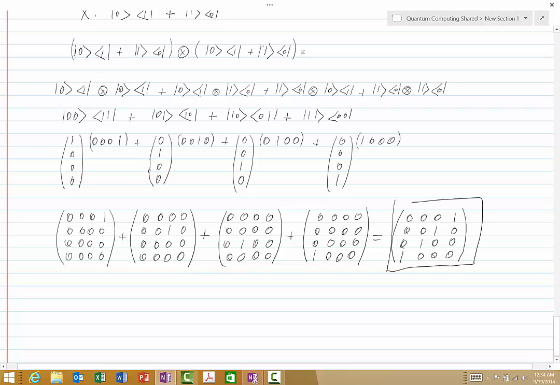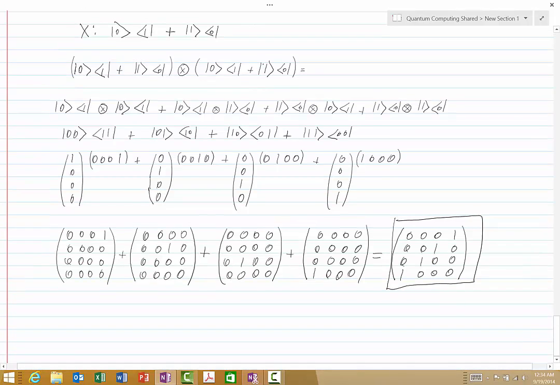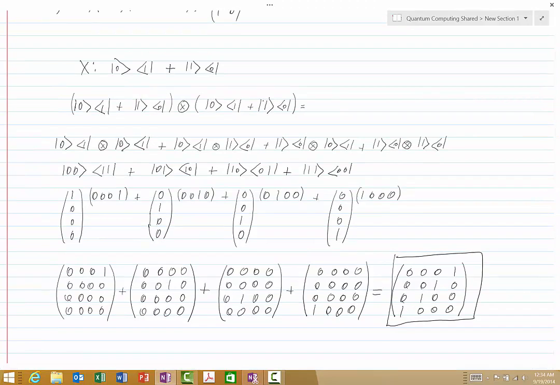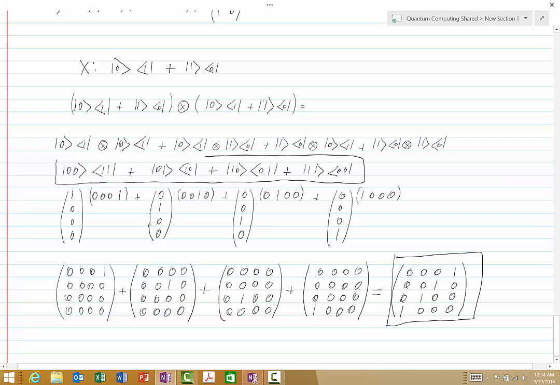This is the answer in matrix form that we would obtain for the tensor product of X with itself. But actually, remember, we're asked for the bracket notation, and so we found that up here. We could have stopped at that point.